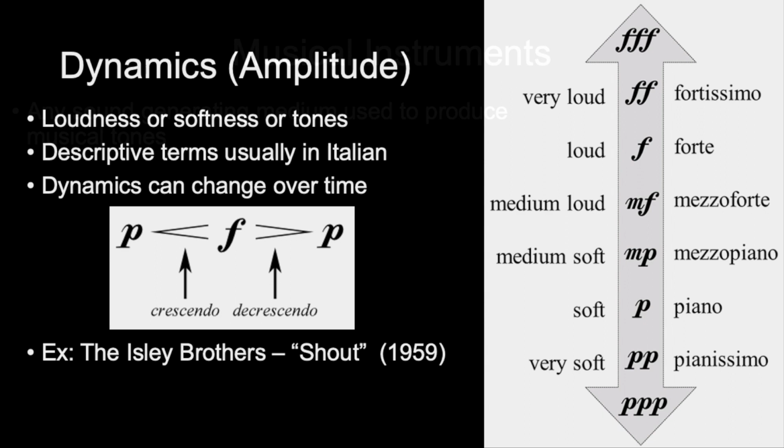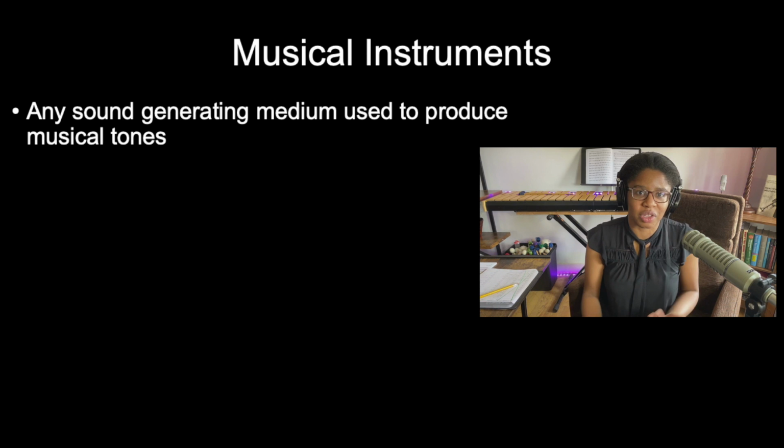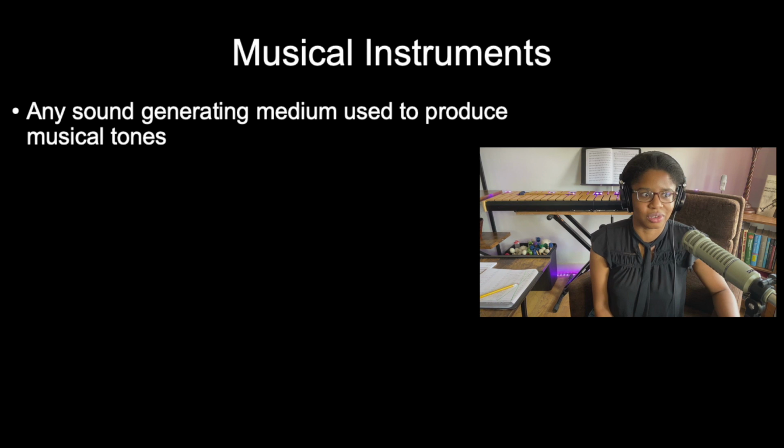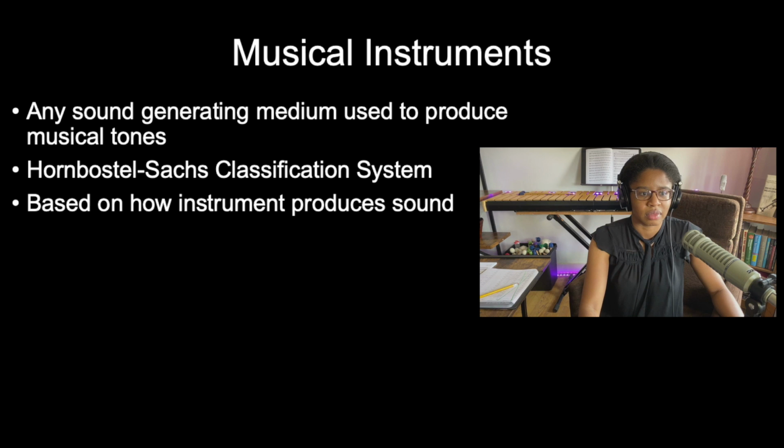Okie dokes. So that brings us to a conclusion with those really basic elements of music. And the next thing I want to consider are musical instruments. These are the devices, right? The instruments that generate sound, that generate musical tones. And so what's important for the purpose of this class is to know about the Hornbostel-Sachs classification system.